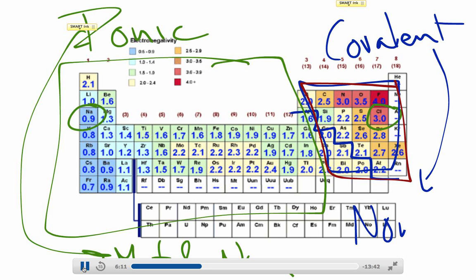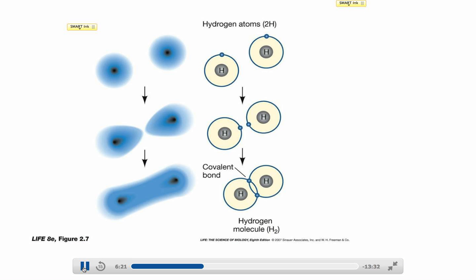Nonmetals to nonmetals are going to tend to form covalent bonds, again, because their electronegativities are very close, where the difference between metal and nonmetal electronegativities is a lot bigger. Let's just look at a couple other examples of covalent bonds.